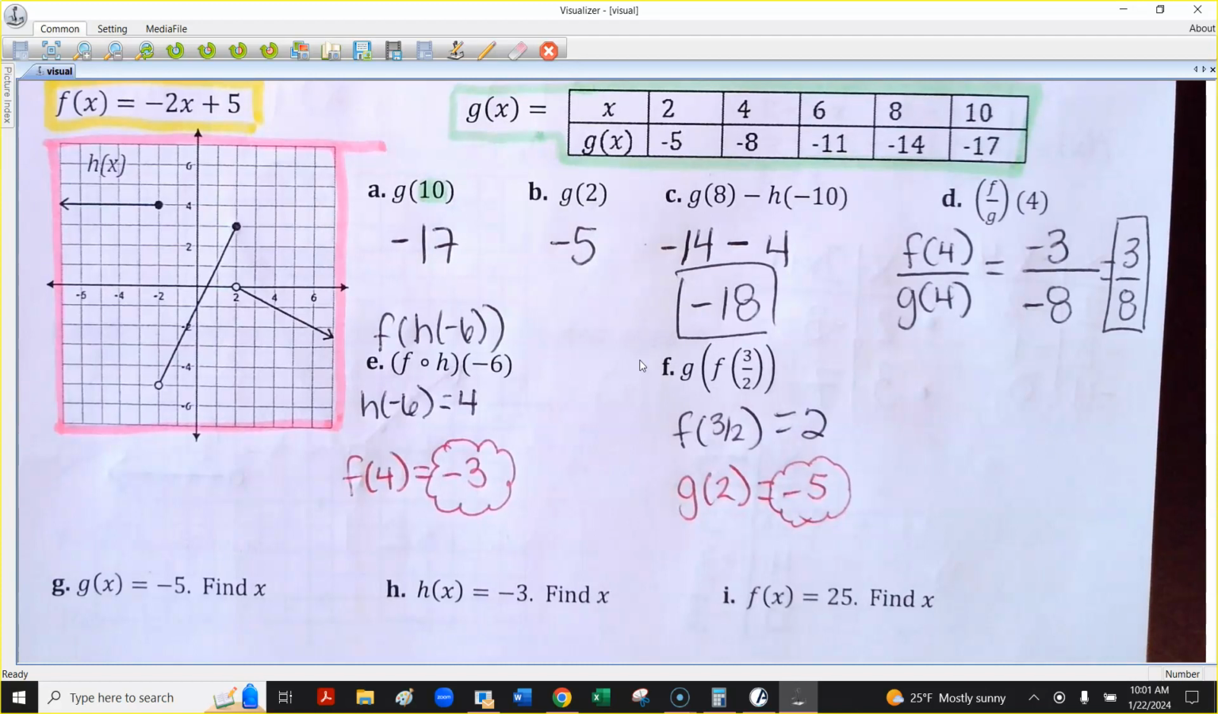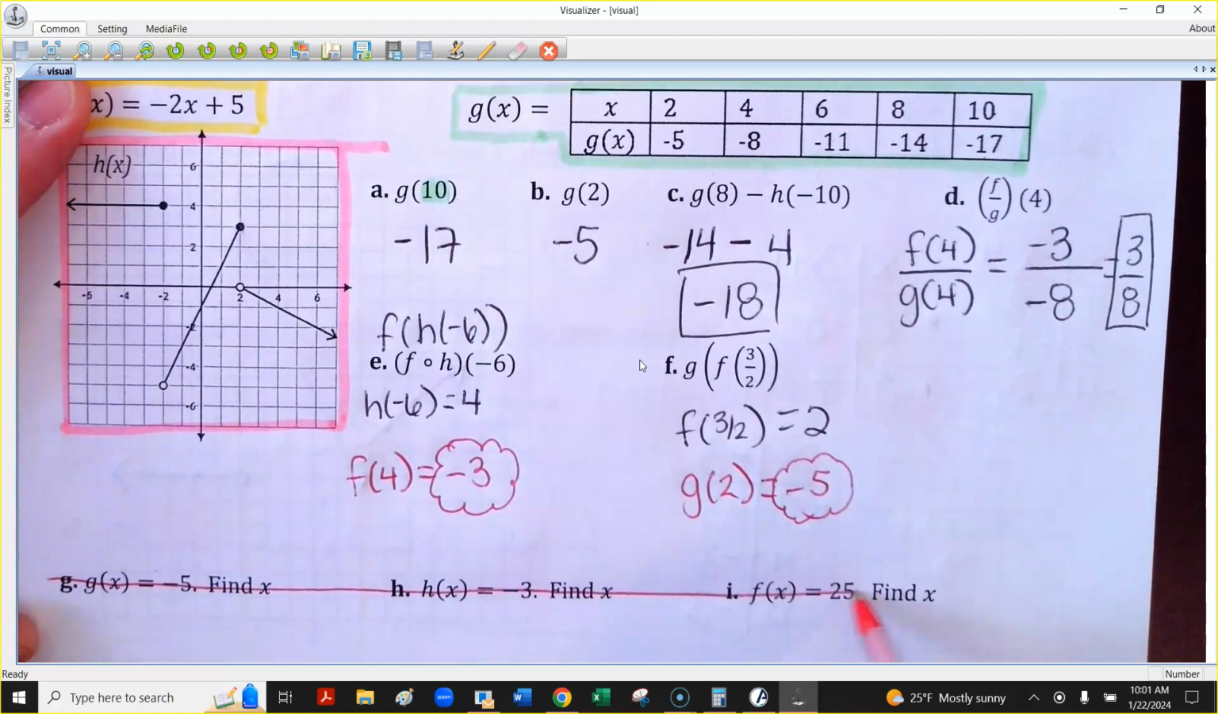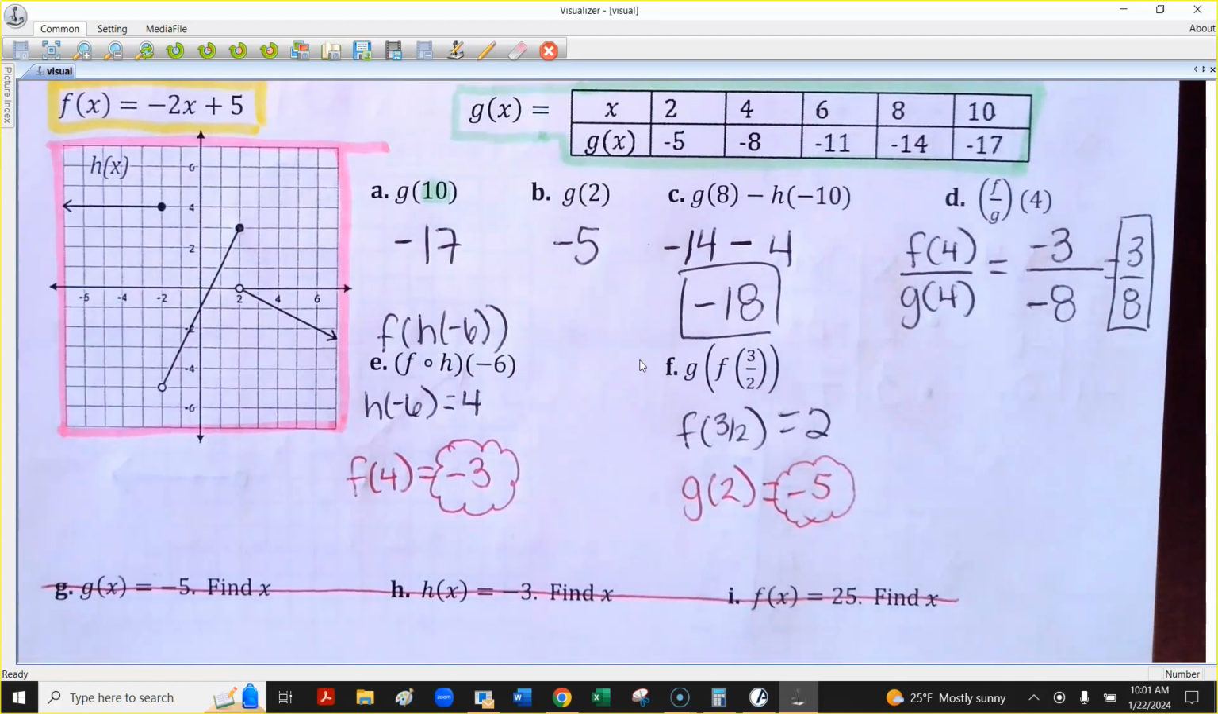Okay. And then I'm just going to go ahead and, we kind of went over this on the homework, so I'm going to skip these guys at the bottom. That's just working backwards. That's me giving you the y value and you doing the x. Don't worry about those. Is anybody having a question?